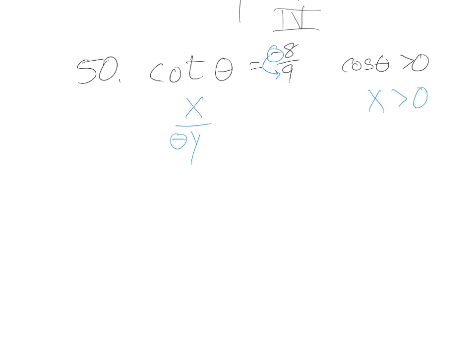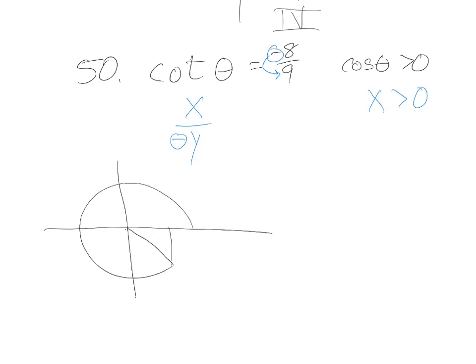Now, if that's the case, what quadrant are we in? X is positive. It's either in the first or fourth. If y is negative, you're in the 4th. So you're all the way around here, and you have this right triangle. The cotangent, x is positive, y is negative. X is 8, and y is negative 9. Now use the Pythagorean Theorem to figure out your hypotenuse. Everybody do that, please.